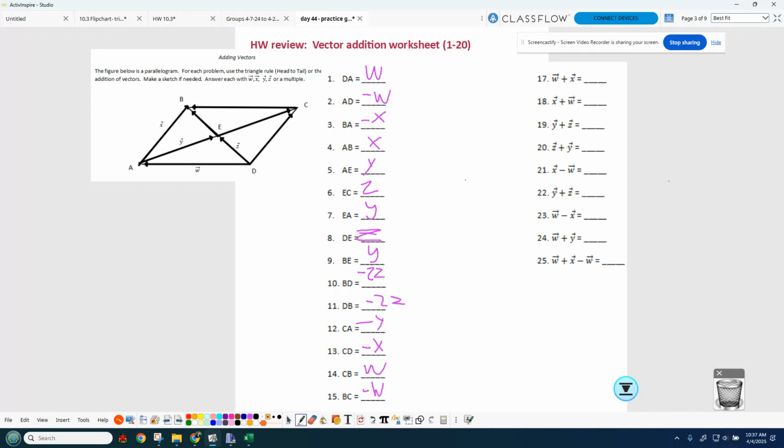So we did these guys together, going from B to A, that is the length of x but opposite direction, so I agree. A to B is just x. A to E is exactly what y is. E to C, isn't that the same length? So oops, don't mean that to be an x. That's y. Okay? A to E, sorry, E to A.